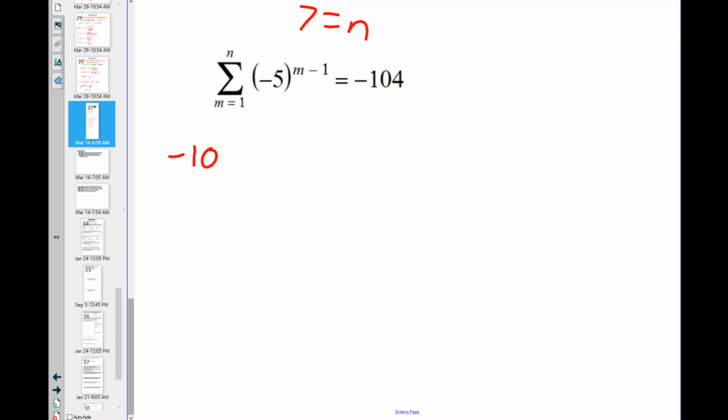Let's make sure. So the sum of however many terms is negative 104, right? What's the common ratio here? Somebody not named Thomas, tell me this. Good, negative 5. Which stinks. We don't usually do the ones where we're finding number of terms with a negative ratio. But oh well. How about first amount?